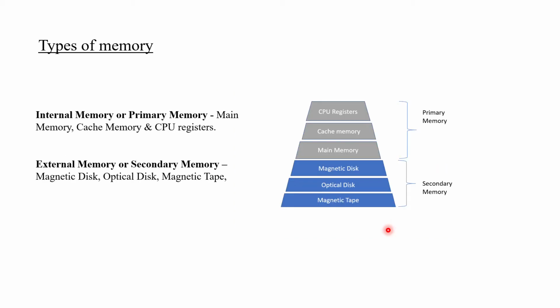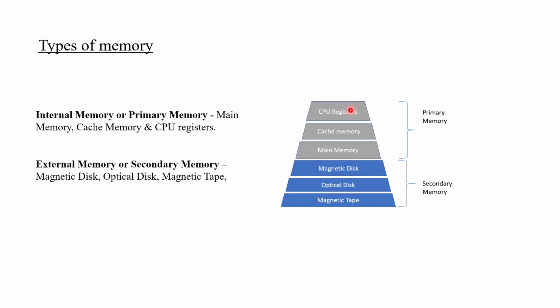The memory hierarchy design is divided into two main types, primary memory and secondary memory. Primary memory is also known as internal memory. It includes main memory, cache memory, and CPU registers. This is directly accessible by the processor. It is also known as volatile memory, which means when there is no power, they automatically lose their stored data.